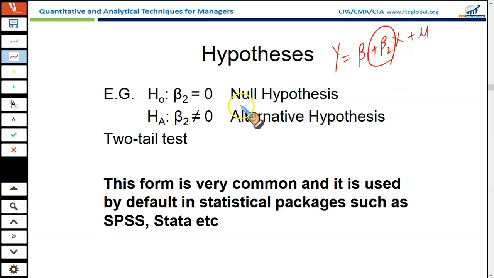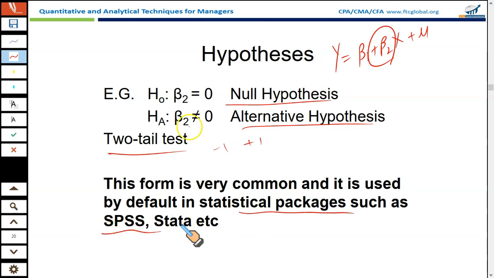So hypothesis: null hypothesis, beta 2 is equal to 0. And alternative hypothesis, it's not equal to 0. If it's not equal to 0, it's either positive or negative. So it's a two-tailed test. This form is very common, and it is used by default in our statistical packages like SPSS, Stata.